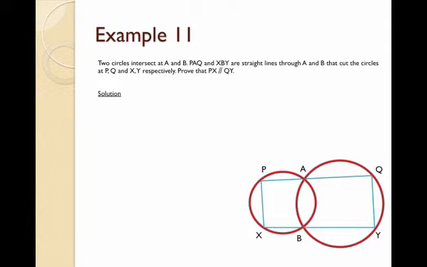A hint would be, when proving something is parallel, you can either show that the corresponding angles are equal, alternate angles are equal, or that the co-interior angles are supplementary.